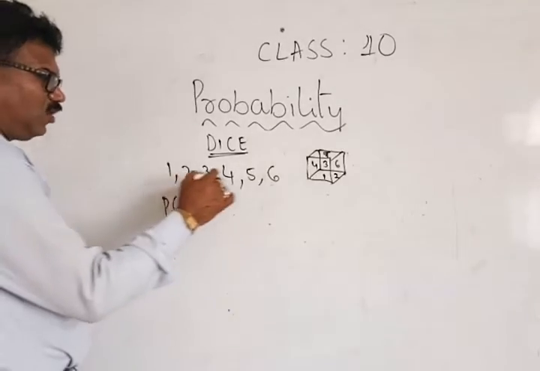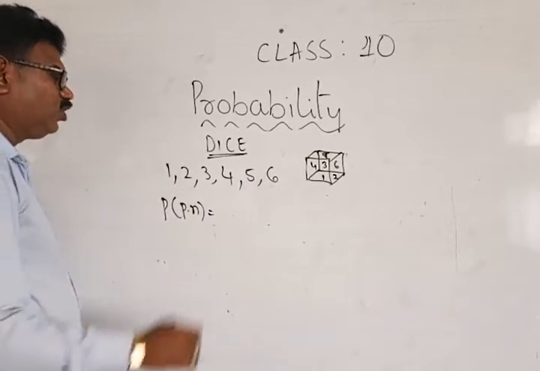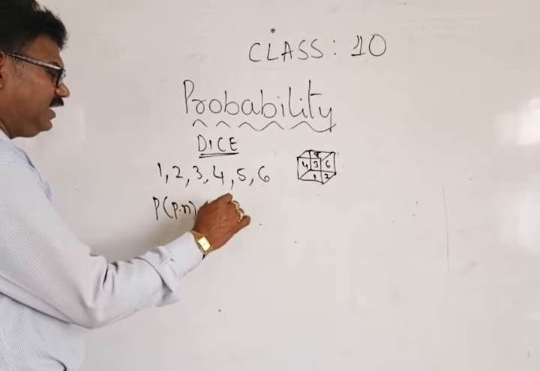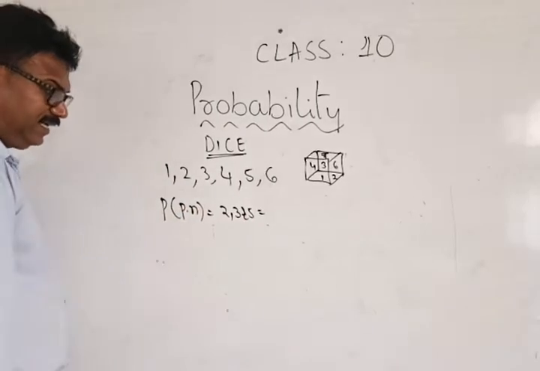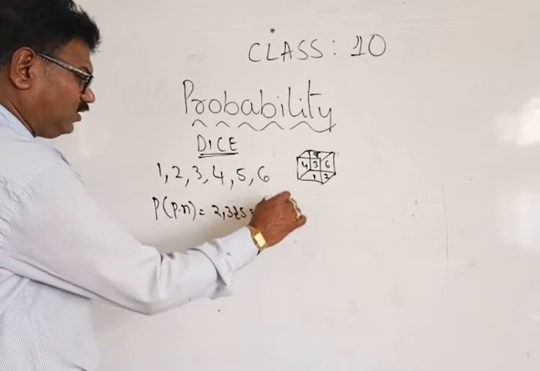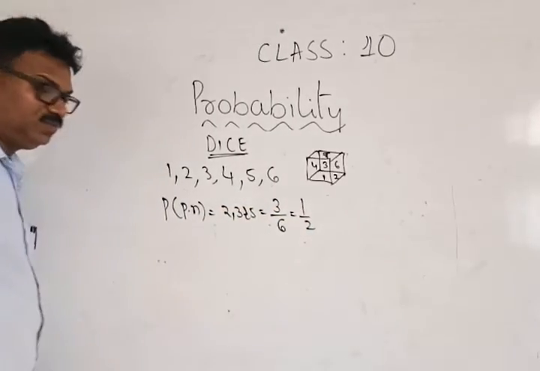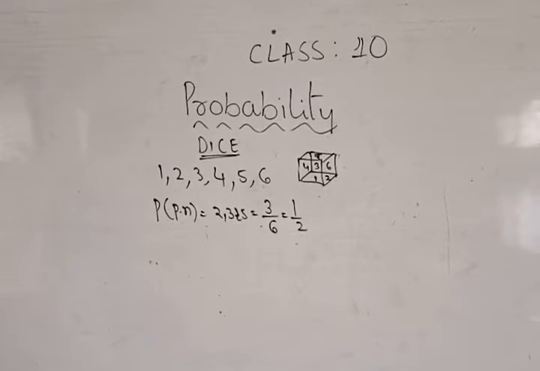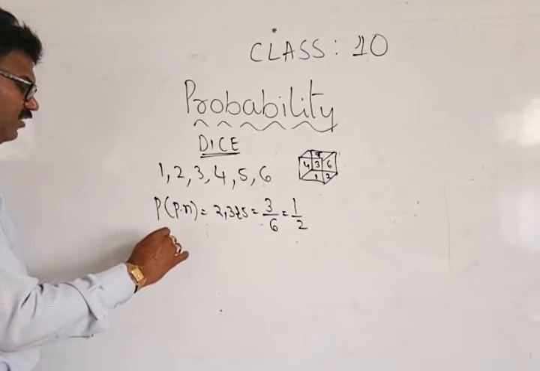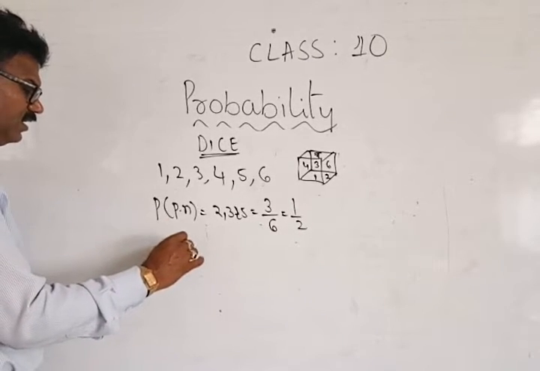So the number of favorable outcomes, how many are there? We can write the answers as 2, 3 and 5. It is nothing but equal to 3 divided by 6, equal to 1 by 2. Next, probability of an odd number.